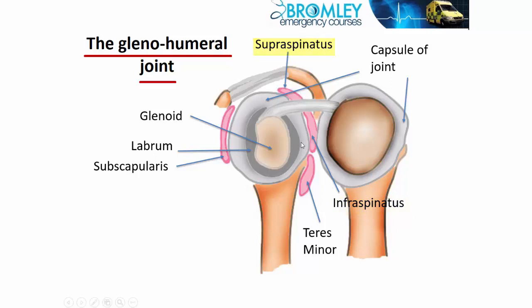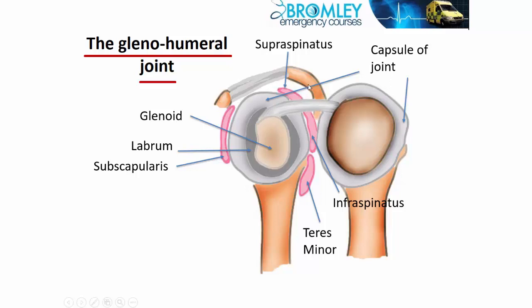And all these muscles come from the scapula, and they go across the joint and join on to the head of the humerus and bind the humerus into its correct position. This band that's running through here, at the top here, this is the long head of biceps, and it actually comes through the joint and attaches just at the top of the glenoid. That's the long head of biceps.